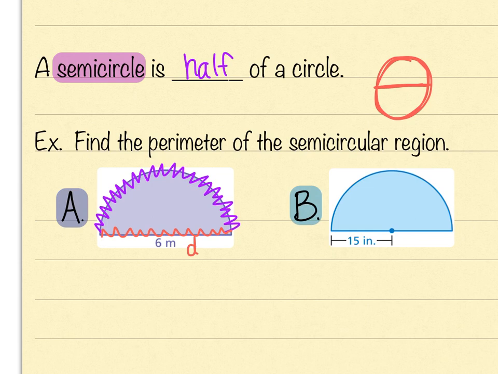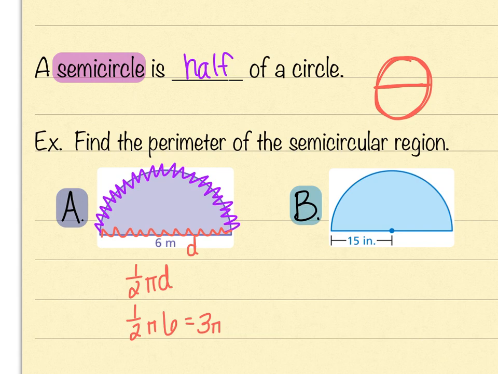So if I want to find half of the circumference, I just find the full circumference and divide it by 2. So instead of pi times d, I'm going to do 1/2 of pi times d. And so that means half of pi times 6, because the diameter is 6. Now, I can do multiplication in any order I want to, so I'm just going to do half of 6 first. Half of 6 we know is 3, so this means 3 times pi.